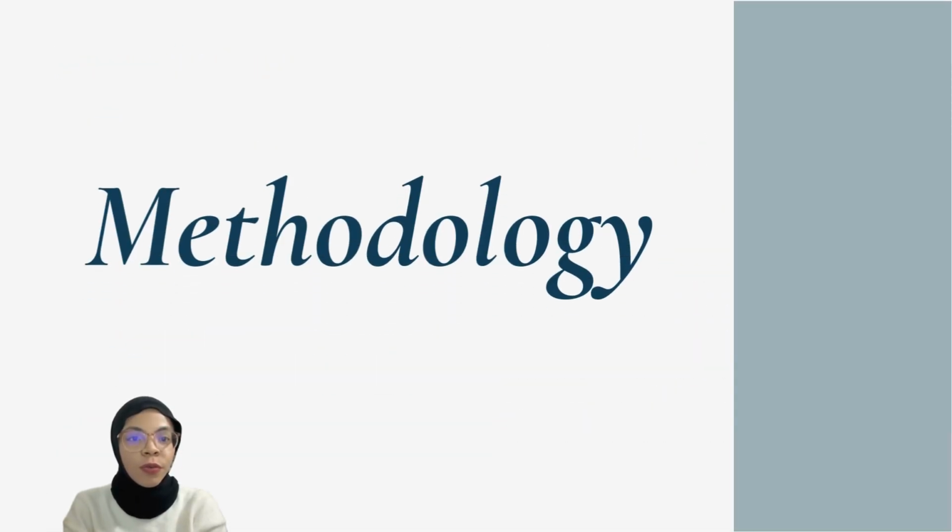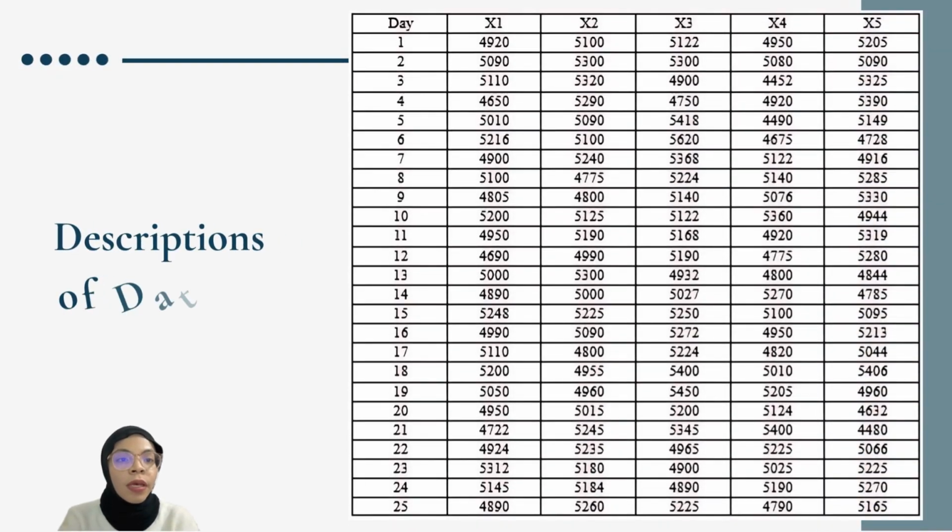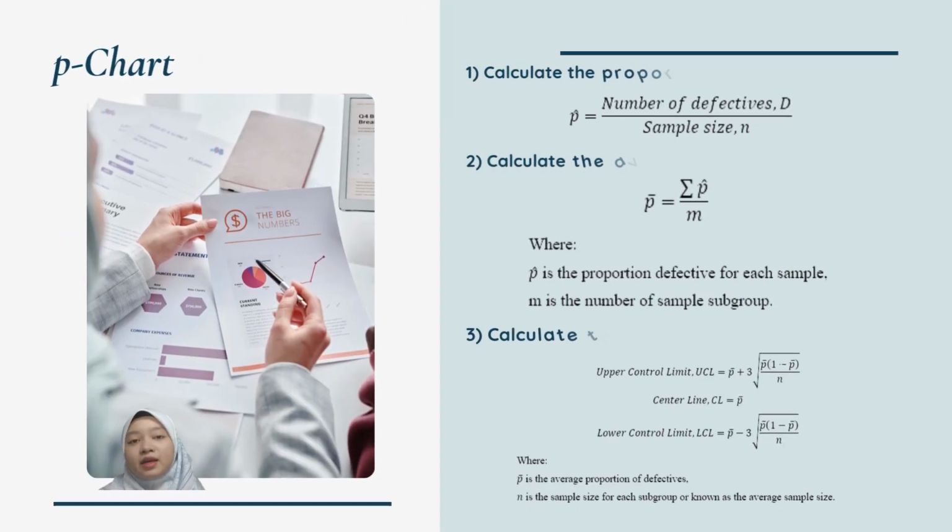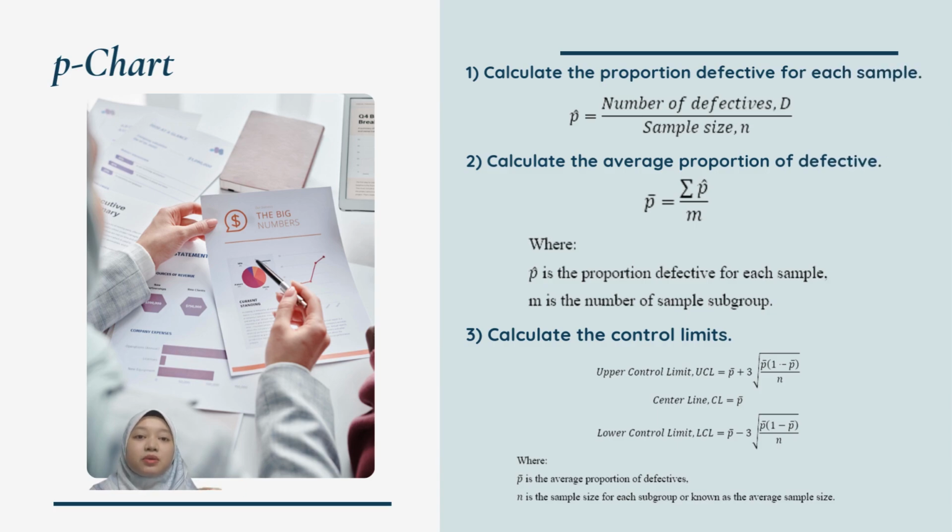So next, we're going to move to the methodology description of data. This data is about the paper production for 25 days. This data consists of 5 variables, which are x1, x2, x3, x4, and x5. To analyze the data by using P chart, here are the steps to construct the P chart. First, calculate the proportion defective for each sample, which is P hat equals number of defective divided by the sample size. Second, calculate the average of proportion of defective, which is P bar equals summation of P hat divided by the number of sample subgroups.